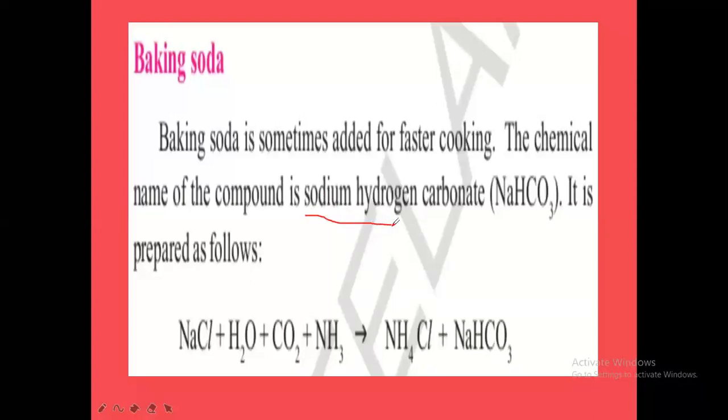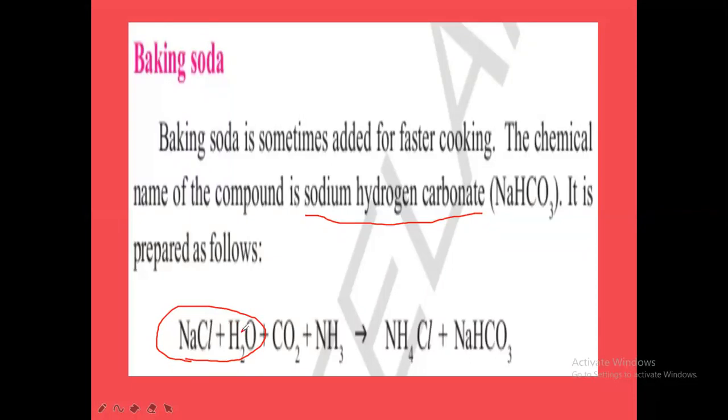What is the chemical name of this compound? Sodium hydrogen carbonate. We also say sodium bicarbonate, otherwise sodium hydrogen carbonate. Both are said. And sodium hydrogen carbonate can be prepared from NaCl solution. So this is brine solution. NaCl plus H2O is the aqueous solution of NaCl.